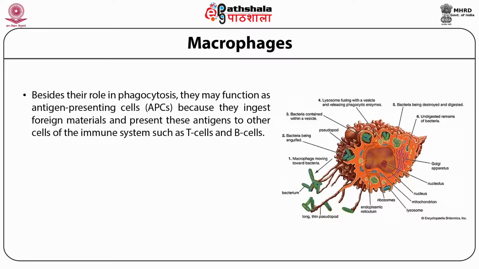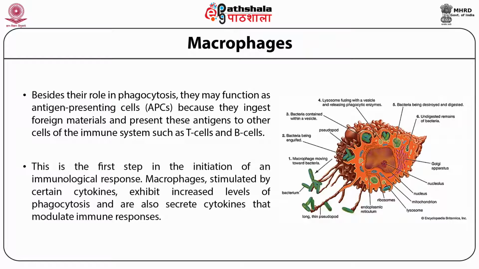Macrophages. Besides their role in phagocytosis, they may function as antigen-presenting cells because they ingest foreign material and present these antigens to other cells of the immune system such as T cells and B cells. This is the first step in the initiation of an immunological response. Macrophages, stimulated by certain cytokines, exhibit increased levels of phagocytosis and are also able to secrete cytokines that modulate immune response.